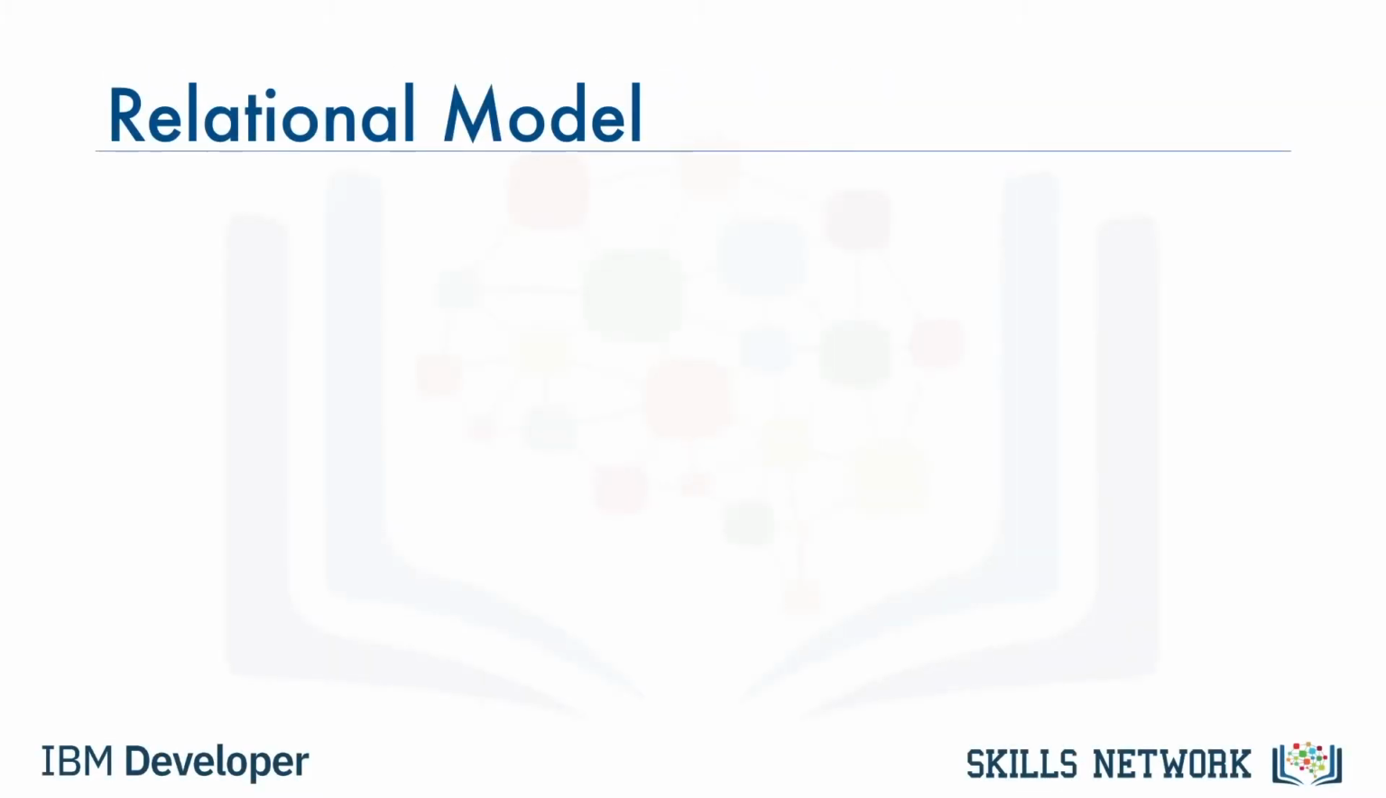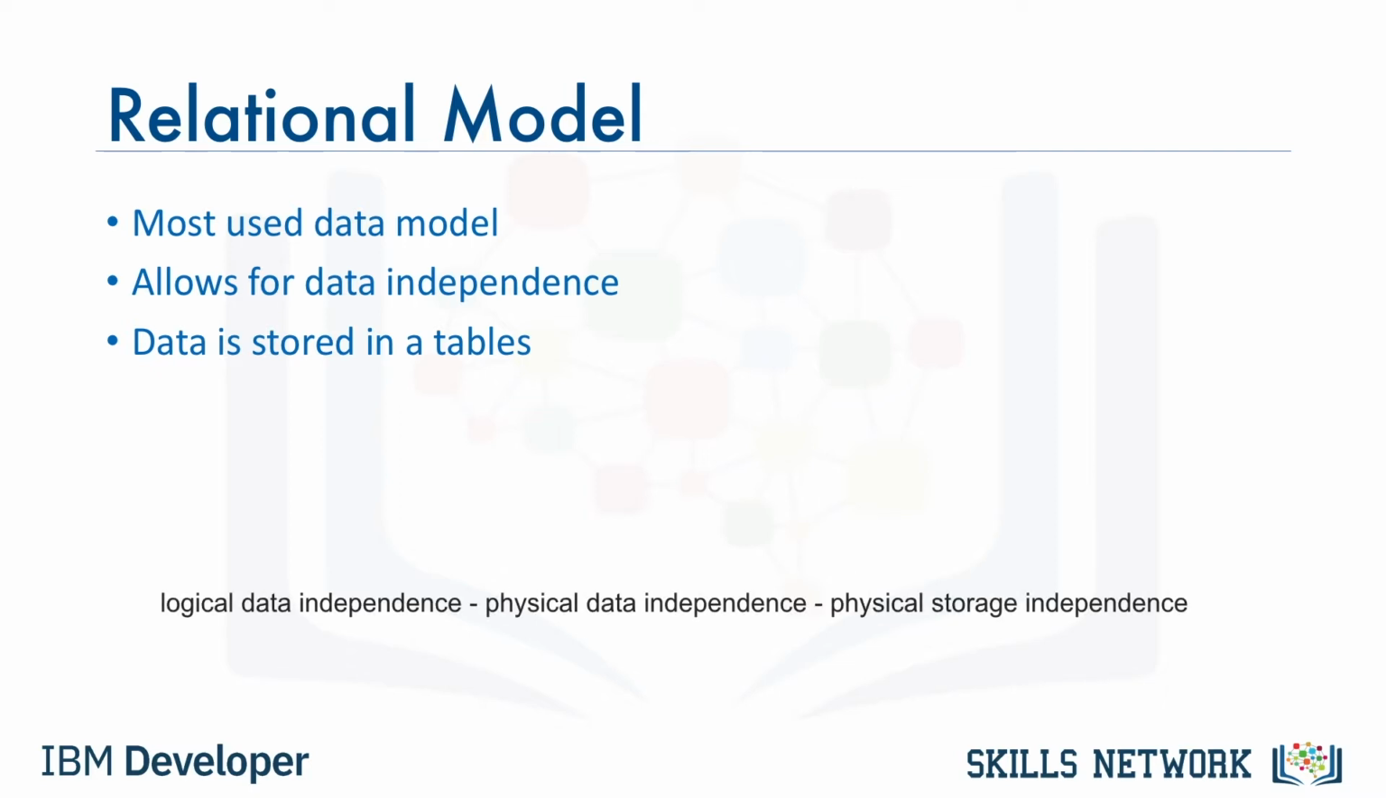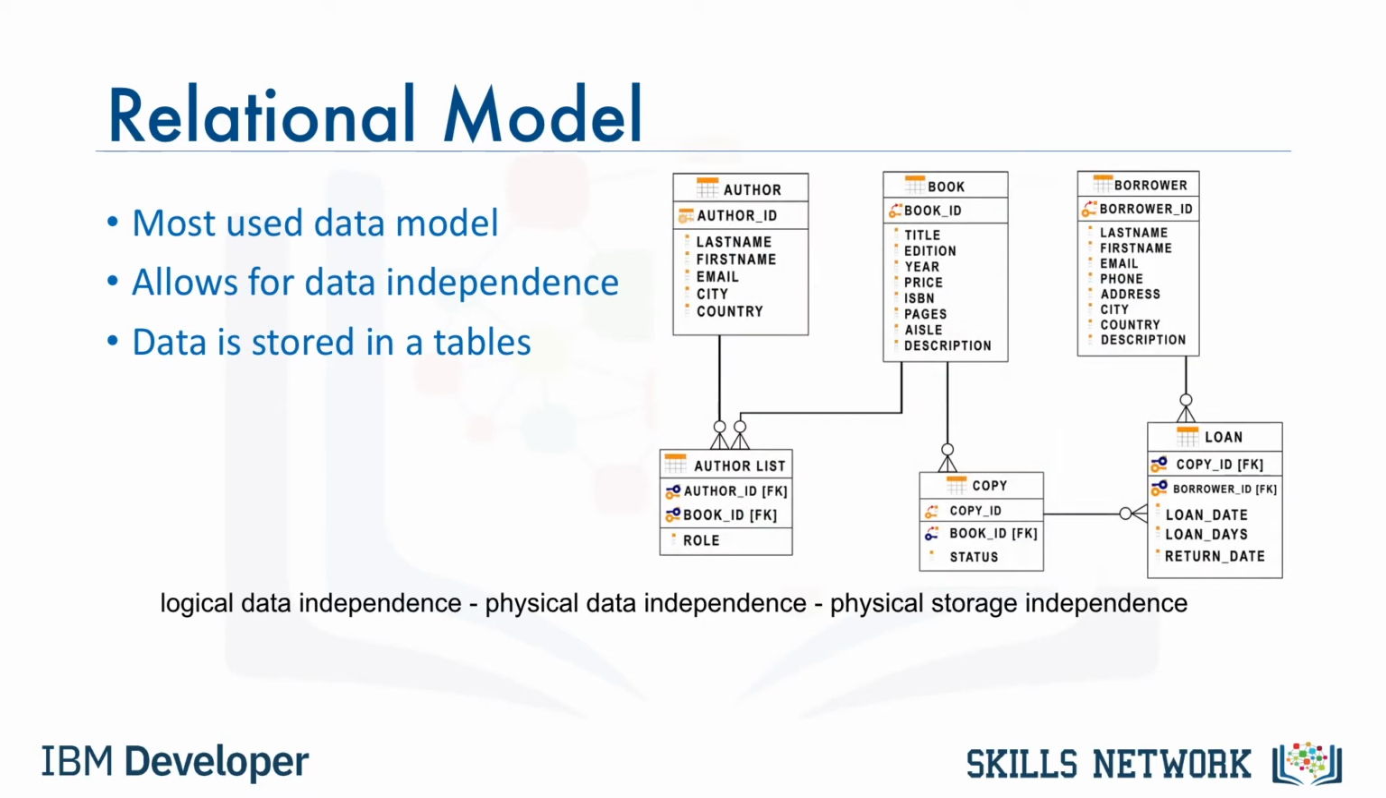The relational model is the most used data model for databases because this model allows for data independence. Data is stored in a simple data structure, tables. This provides logical data independence, physical data independence, and physical storage independence. An entity relationship data model, or ER data model, is an alternative to a relational data model.